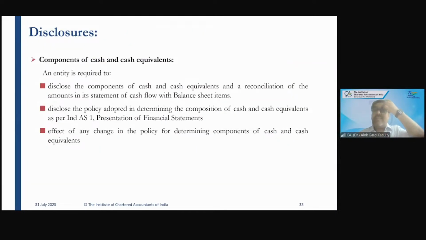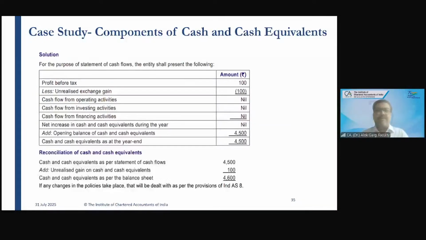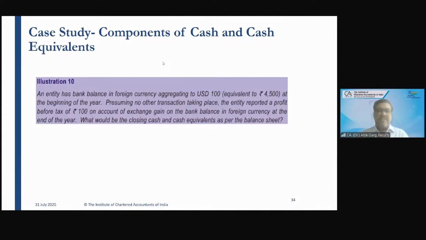Component of cash and cash equivalent disclosure: an entity is required to disclose the components of cash and cash equivalent and a reconciliation of the amount in its statement of cash flow with the balance sheet item. Which reconciliation? Bank overdraft related reconciliation, right? And disclose the policy adopted in determining the composition of cash and cash equivalent as per Ind AS 1, and the effect of any change in policy for determining the components of cash and cash equivalent. So these are the sort of disclosures, not much relevant, right? So yes, let's discuss this illustration also.